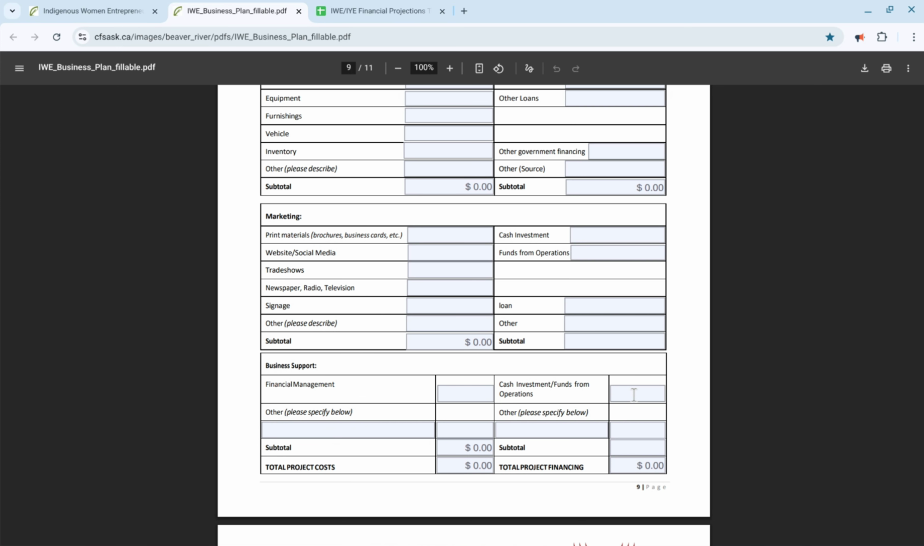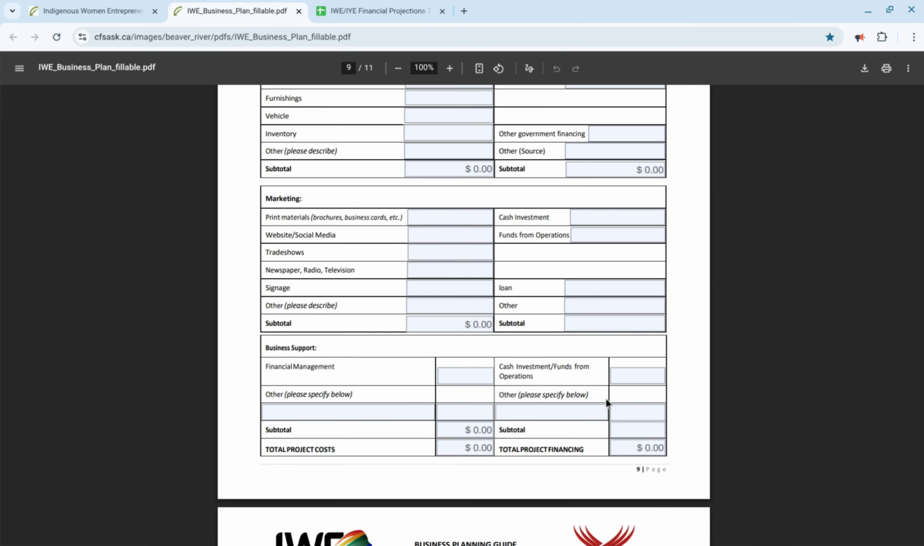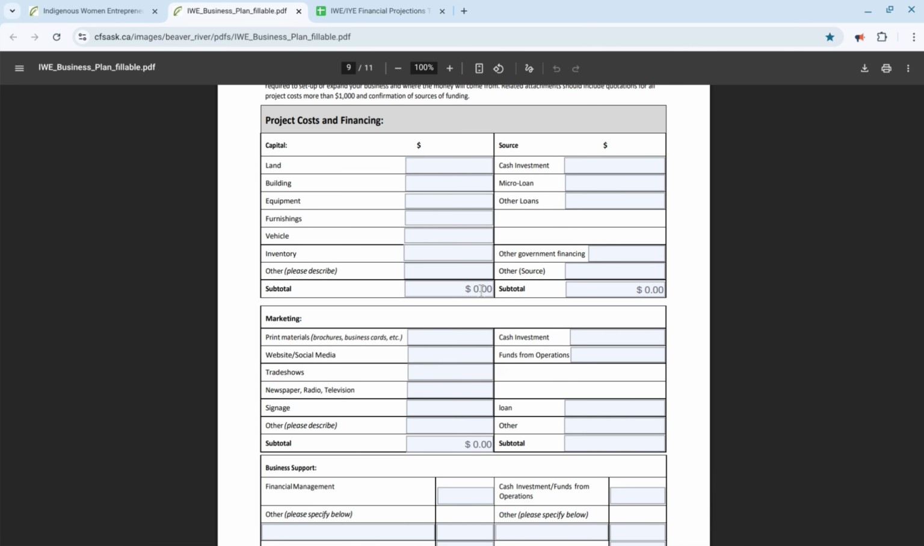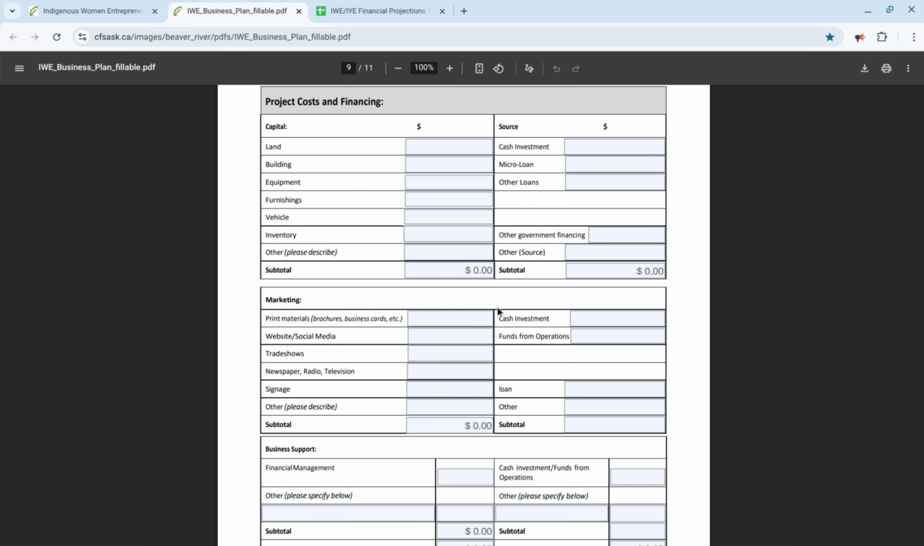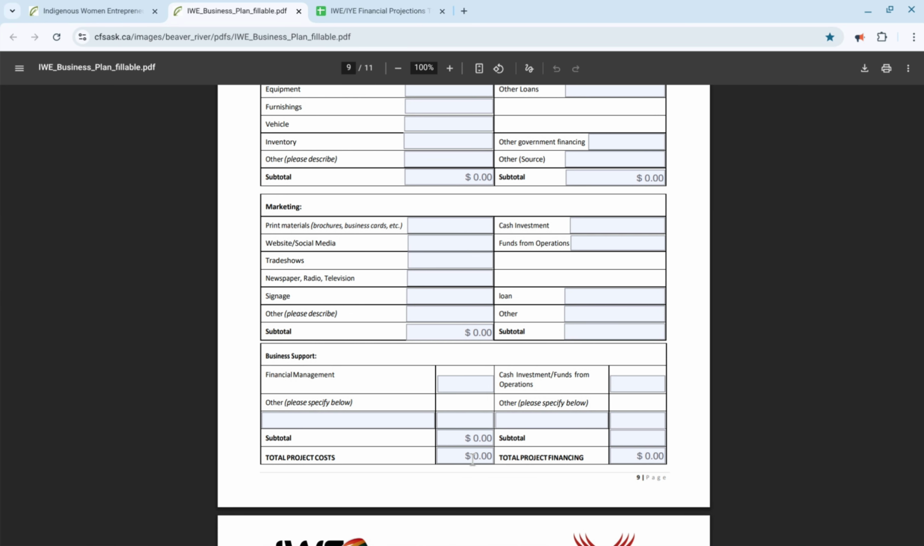And then on the right here, the same thing. So is that coming from cash investment or funds from operations or some other type of grant or something like that? And so you have the subtotals for those sections. And then here for total project costs, just add up the 3 areas. So you have this subtotal for the top one for capital, this subtotal for marketing, and then this subtotal for business supports. Add up the 3, you get that number.